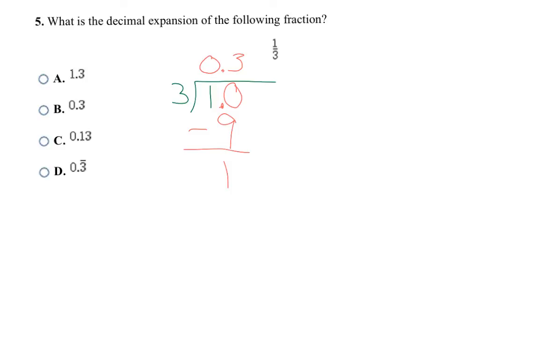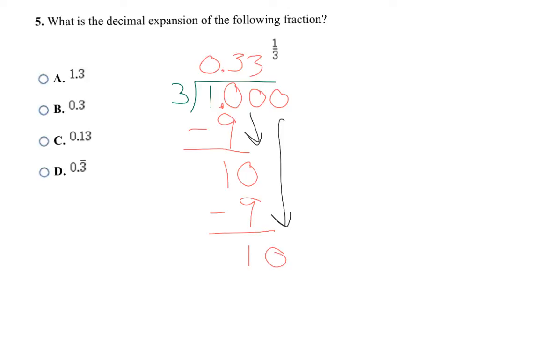So I have to keep going. So I'm going to add another 0. Go ahead and bring that 0 down. And I have, okay, 3 divides into 10 how many times? So I just said that's 3. So I put a 3 up here and I do 3 times 3 is 9. Do that subtraction. 10 minus 9 is 1. So I still have a remainder, so I have to keep going. So I add a 0. Bring that 0 down. And I have another 10.